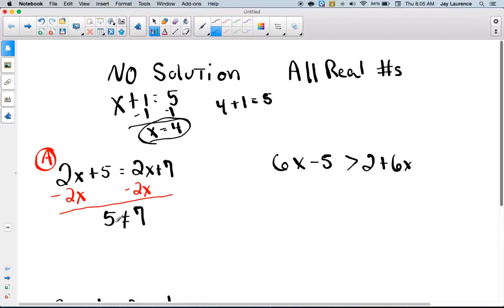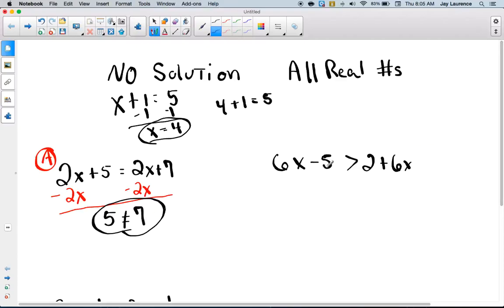And since I got a statement that is always a lie, there is no number on the number line that I can multiply by 2 and add 5 to it, and multiply by 2 and add 7, and get the same answer. I won't. If you pick 1,000, you're going to get 2,005, but over here, you're going to get 2,007. If I pick -5, I'm going to get -10 plus 5, which is -5. Here I'm going to get -10 plus 7, which is -3. There's no number anywhere on the number line that can make this equation true. And I know that because when I solved it, I got a statement that was never true. So there's no solution here.